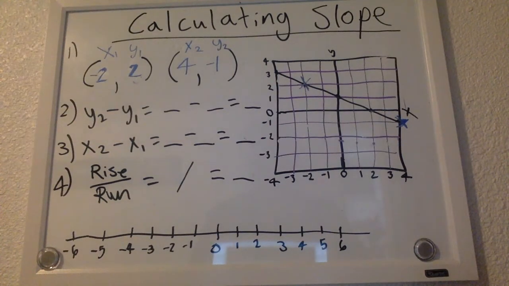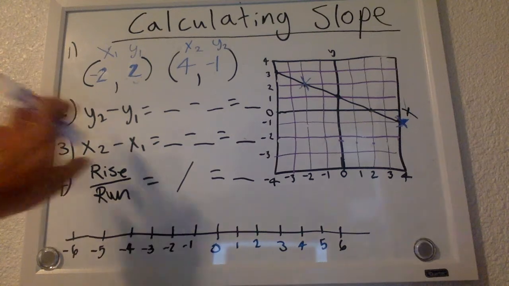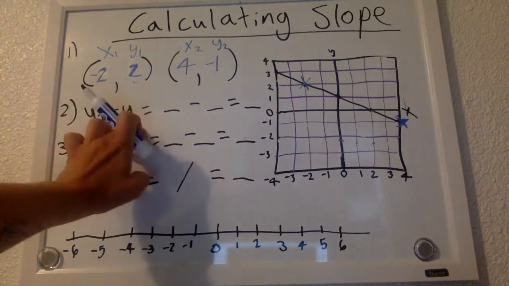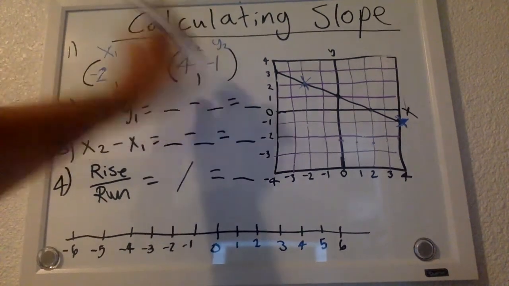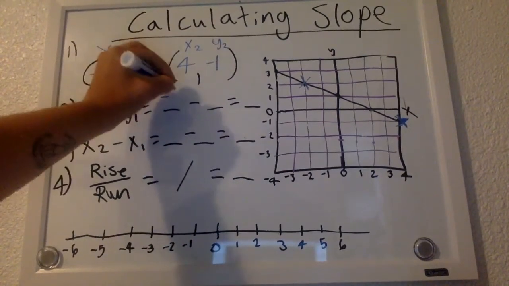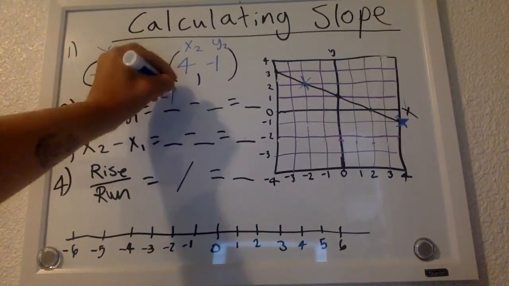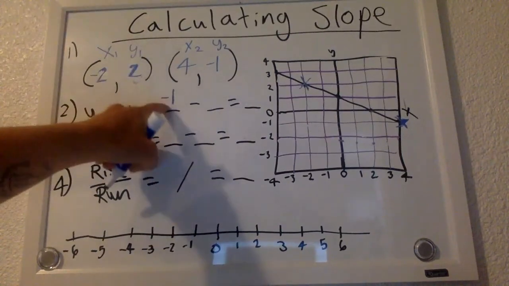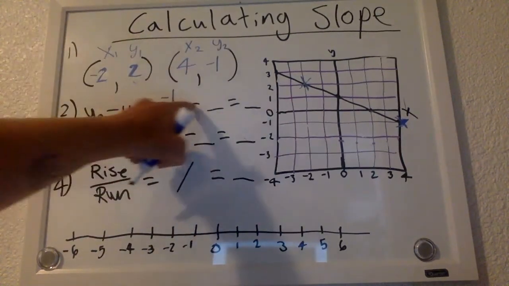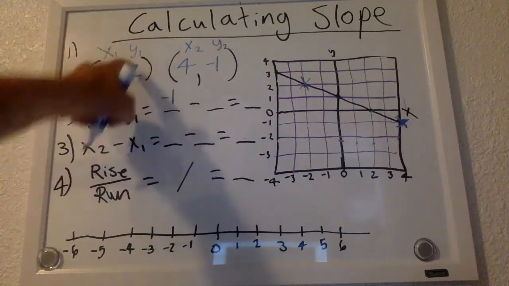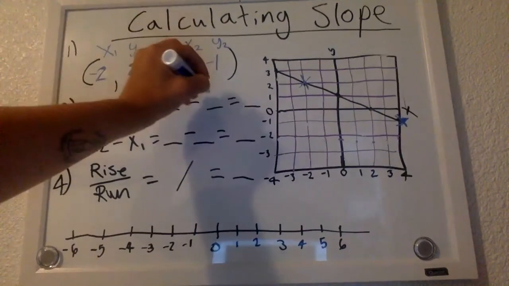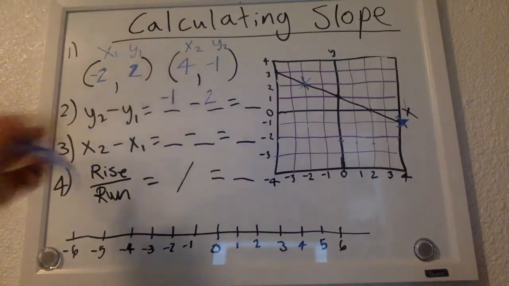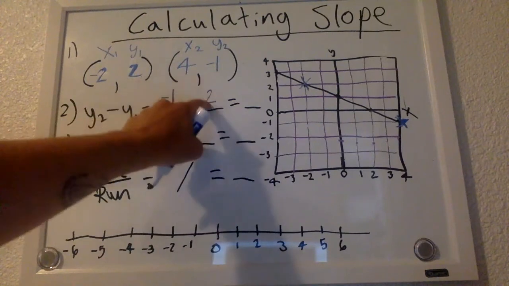All right, so for my next step, calculating the rise, I've got y2 minus y1. So I just look at my 2 points that I've labeled. See, labeling it makes it really easy. So y2 is -1. Minus y1. y1 is 2. See, I labeled it. That's how I know. Okay, so it looks like I've got -1 minus 2.